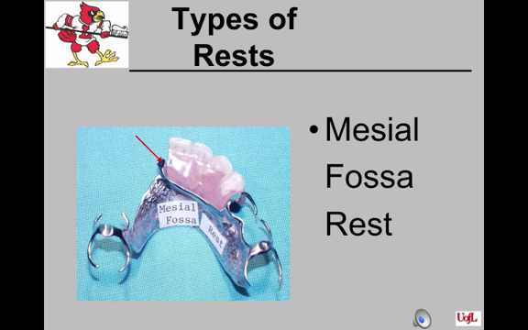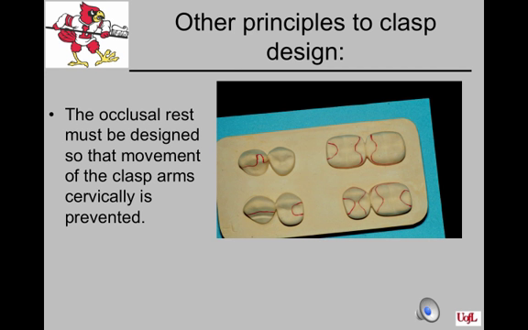Sometimes because of occlusion, we may just place a fossa rest on the mesial or distal of the maxillary central incisor or canine. We then call it a mesial fossa rest or a distal fossa rest. The occlusal rest is placed in a prepared positive rest seat. The occlusal rest must be designed so that the movement of the clasp arm cervically is prevented by its use.